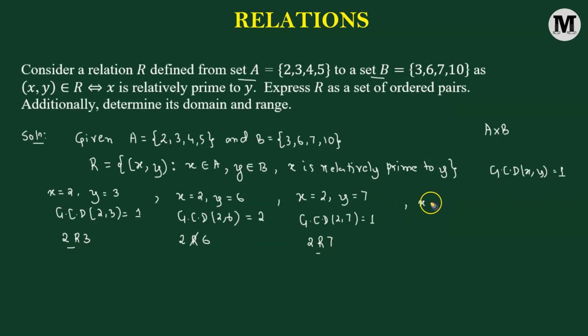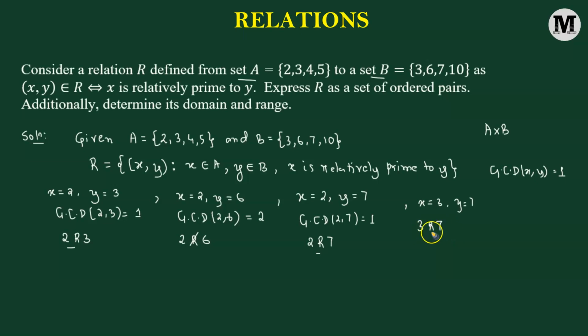Next, if we pick x equal to 3, then what value of y can we pick from B? Can we pick 3? No, we cannot pick 3 because then the greatest common divisor will be equal to 3. We cannot pick 6, however, we can pick 7. So we can pick y equal to 7 such that 3 is related to 7.